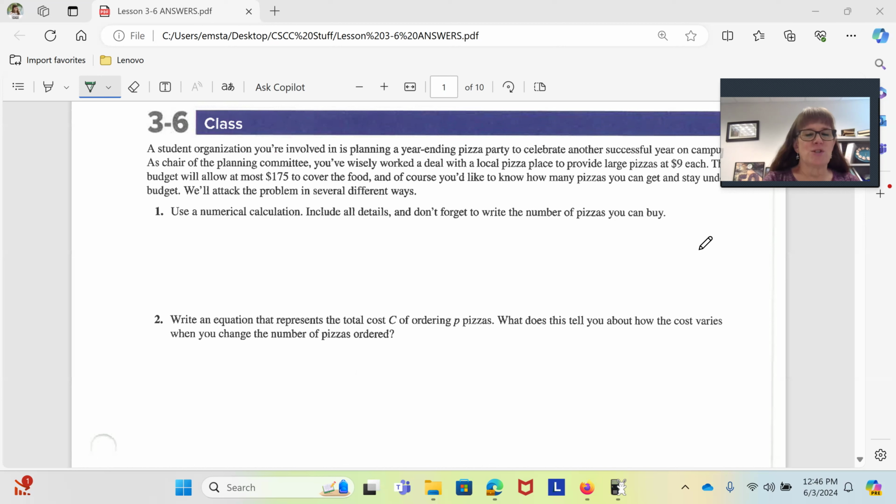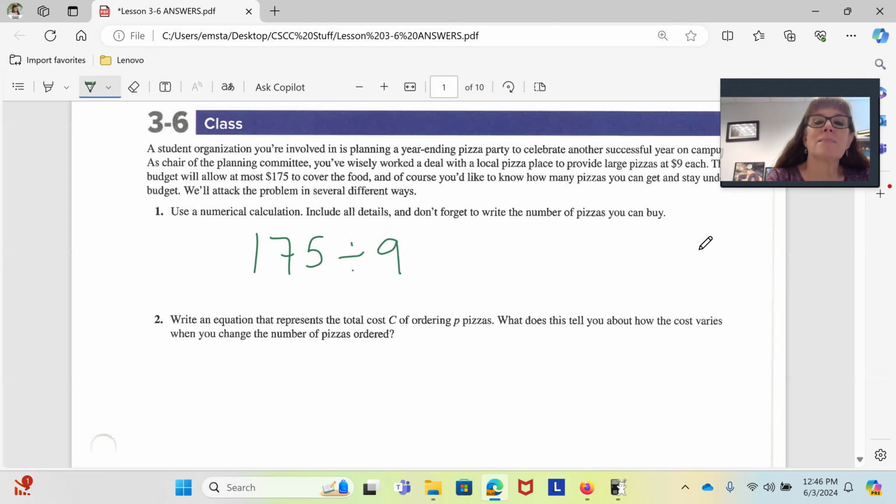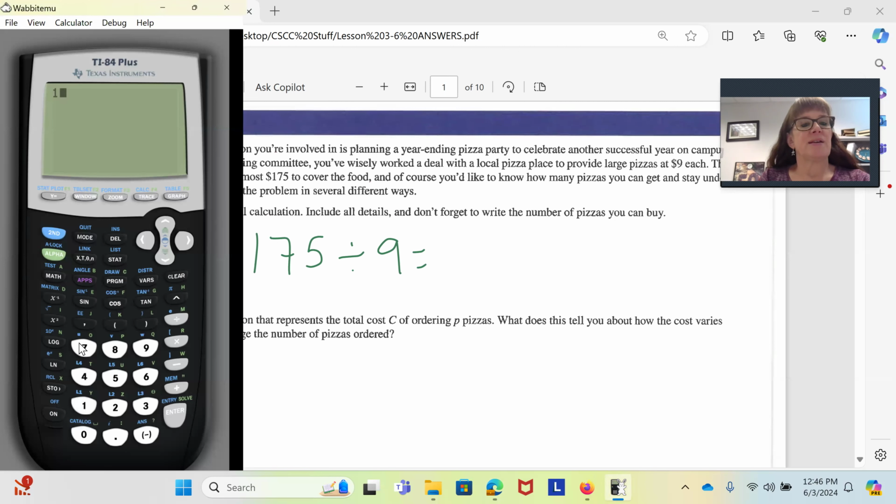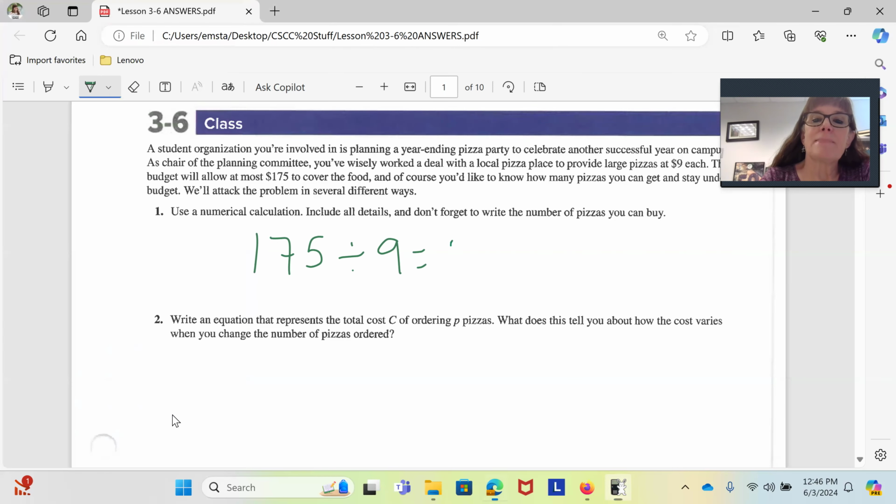Number 1 asks us to do this just numerically, no algebra involved. So I know that I have $175 to spend. I know that pizzas are $9 each, so I'm going to divide that by 9. And let's throw that into our calculator. 175 divided by 9, I get 19.4, and I can't buy 0.4 of a pizza, so my answer is that I can buy 19 pizzas and stay within my budget.